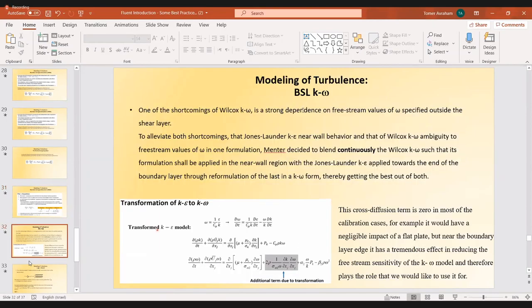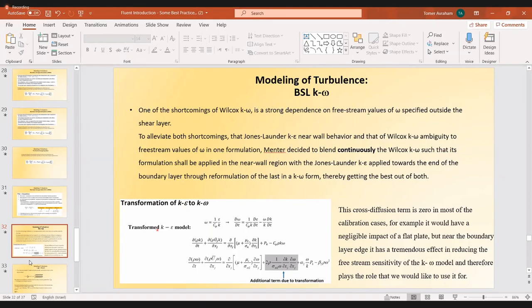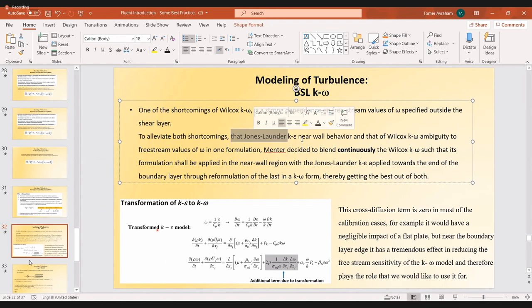After that, Wilcox derived the K omega model. The K omega model which Wilcox derived could be integrated all the way through the wall. It was not wall sensitive; it was wall insensitive. But it had a strong dependency on the free stream values from the inlet. It means that little changes in the inlet could make a 20% difference in the eddy viscosity calculated, in the omega, but eventually in the eddy viscosity. To alleviate this shortcoming, what Menter did in 1992, while at NASA, before he was at ANSYS, was take the K epsilon near wall behavior.